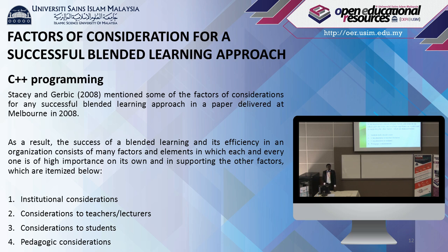Factors to be considered for a successful blended learning approach. Stetson and Gerbic, 2008, mentioned some of the factors to be considered for any successful blended learning approach in a paper delivered at Melbourne in 2008. As a result, the success of blended learning and its efficiency in an organization consists of many factors and elements, each of which is of high importance on its own and supports the other factors, which are itemized below. The first factor to be considered is institutional consideration. That is, the institution must consider which kind of blended learning model is to be used.